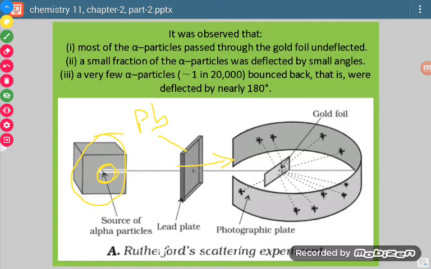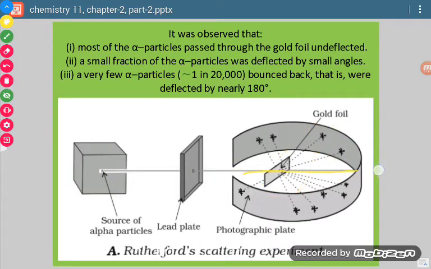Now this fine beam will strike the gold foil. This is gold foil. When the particles strike, we will observe three types of behavior. Many particles will move directly, few particles will get scattered by a small angle, and very few will get scattered by a large angle. So three observations are there.